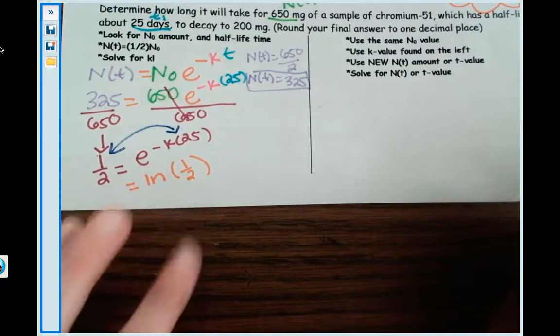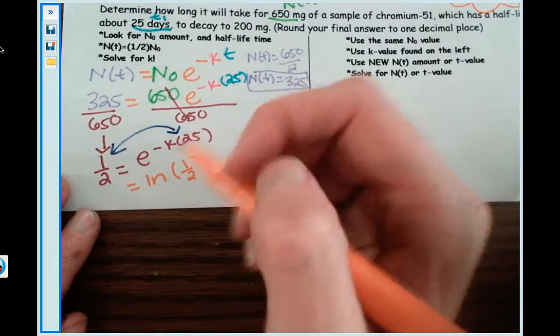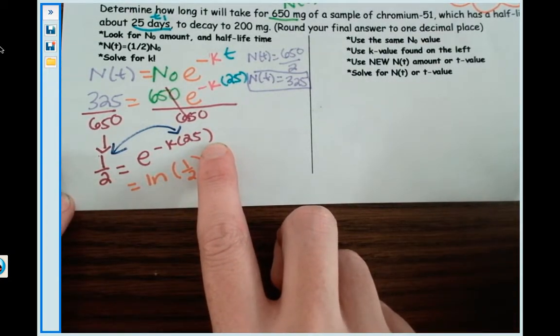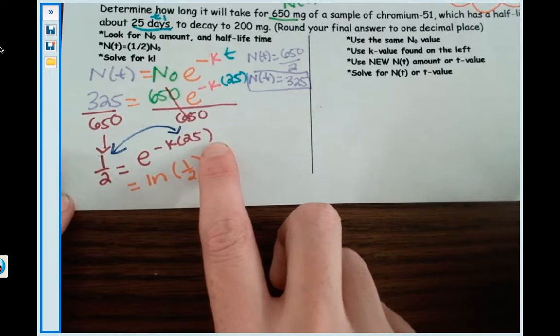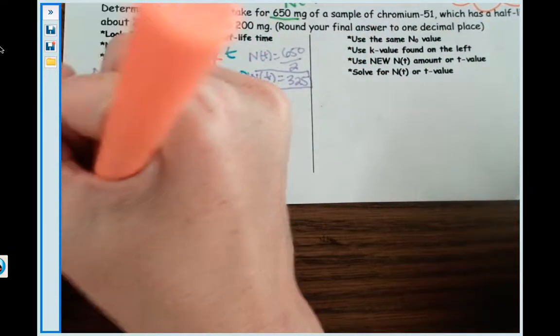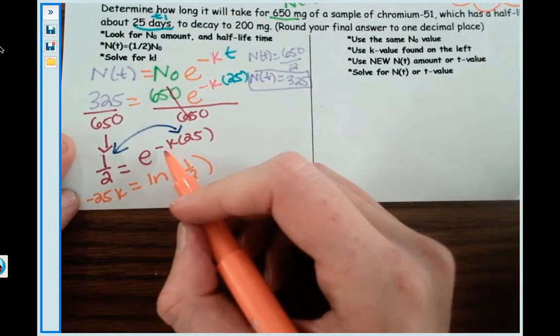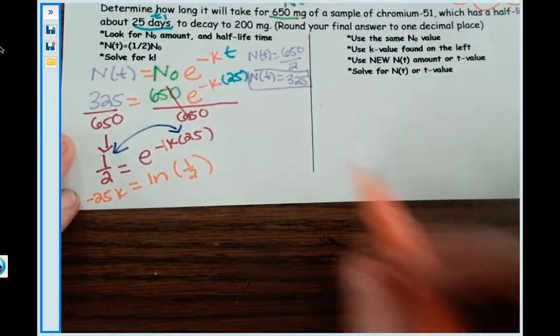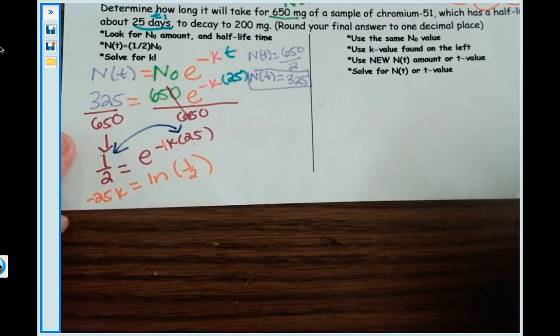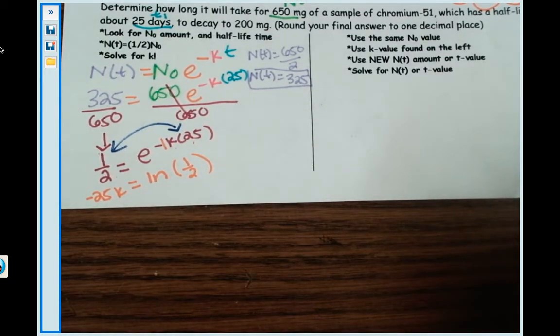All right, and then my negative K times 25 is going to go on the other side. Negative K times 25 is the same thing as negative 25K, if you think about it. So I'm going to write it like that, negative 25K, because this is secretly a negative 1. So it's like negative 1 times K times 25. Well, that's negative 25K. It might make it a little bit easier when we solve.